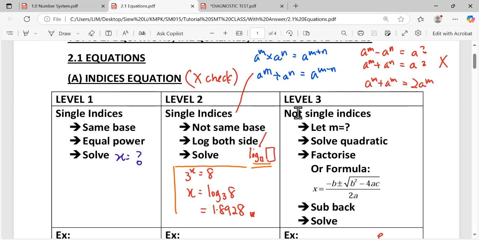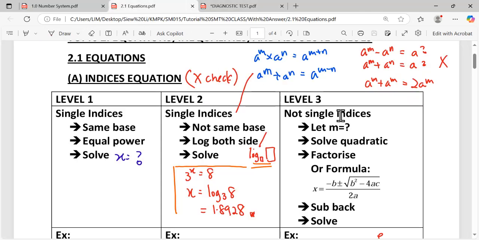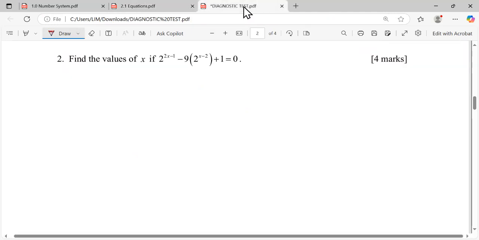So they are in the case of not single, not becoming single. So you cannot just thumb and then do whatever you want. All right. It won't solve the question. So we need to let our indices become a quadratic, factorize, and then substitute back to find your indices. All right. So what do we need to let here? We'll be letting the simplest indices that we can form from here. So for 2 to the power 2x minus 1, the simplest indices we can find here is let m equal to 2 to the power x.